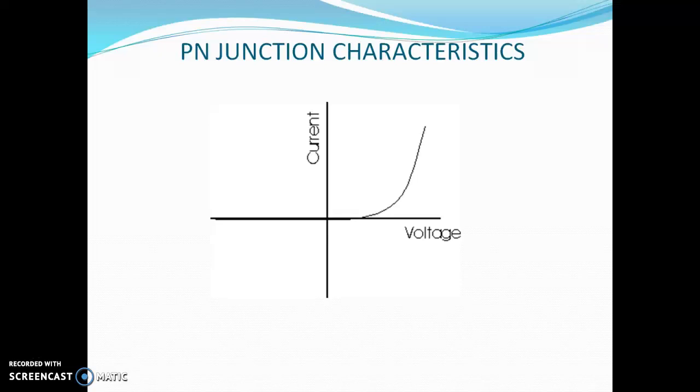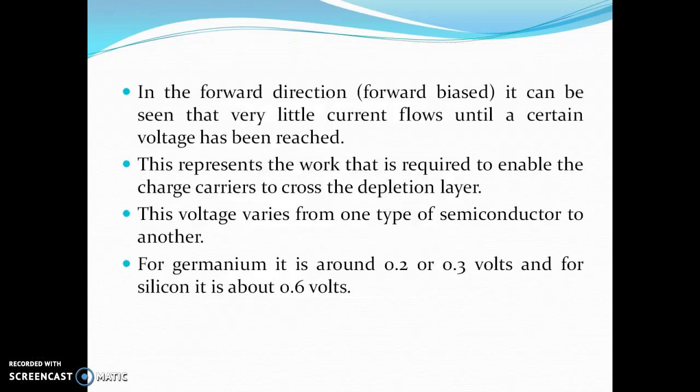Voltage versus current characteristics of p-n junction diode with forward bias. It can be seen that a very little current or no current flows until a certain voltage. This shows that the applied voltage, bias voltage, is required to make the charge carriers to cross the depletion layer. This voltage varies from semiconductor to semiconductor. For germanium, it is 0.2 or 0.3 volts, and for silicon, it is about 0.6 volts.